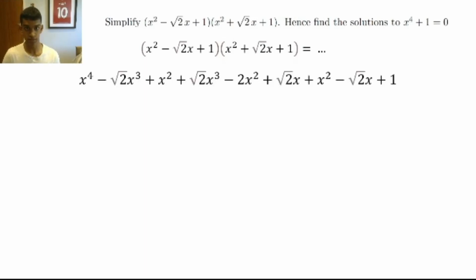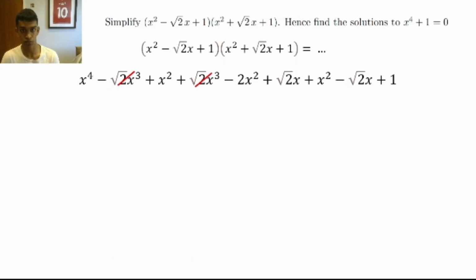And I've done this to get x to the power 4 minus root 2x cubed plus x squared plus root 2x cubed minus 2x squared plus root 2x plus x squared minus root 2x plus 1. You can pause the video now and check my expansion, but I'm pretty sure I'm correct. But you'll soon realise that a lot of these parts cancel out.